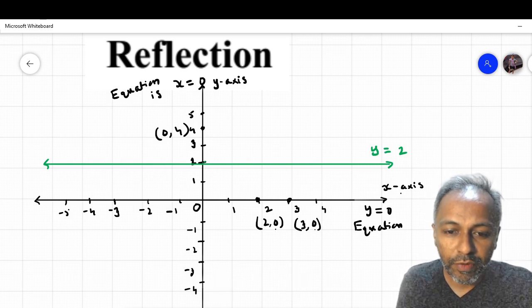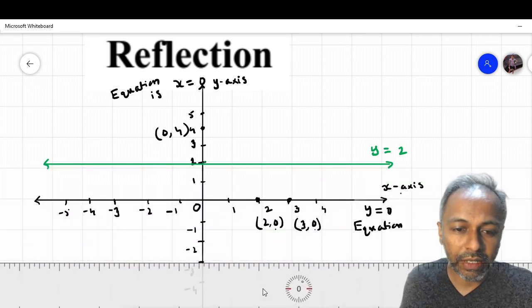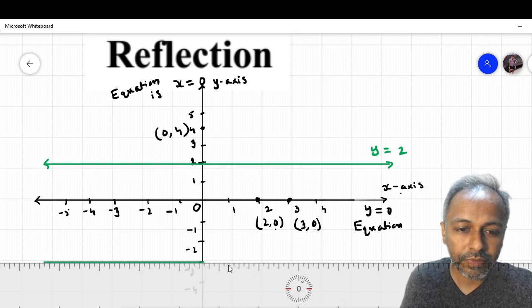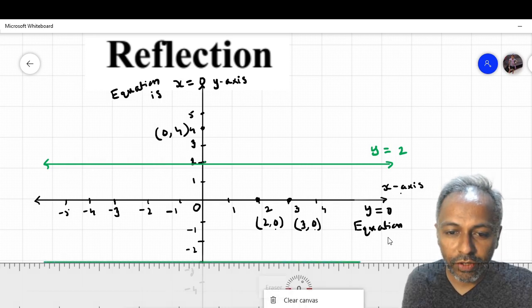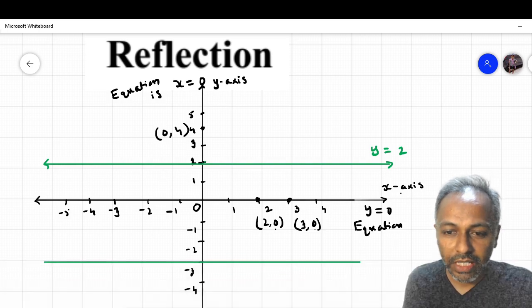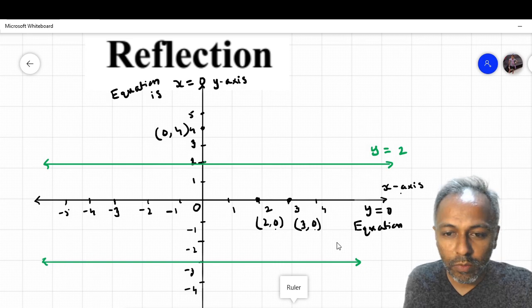Similarly, if we would have taken a scale here downwards and say we have made a line like this, clearly the equation of this line will be y equal to -3.